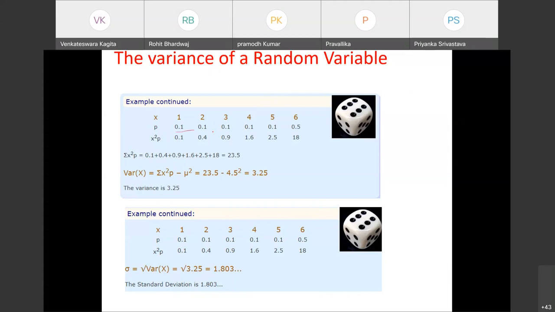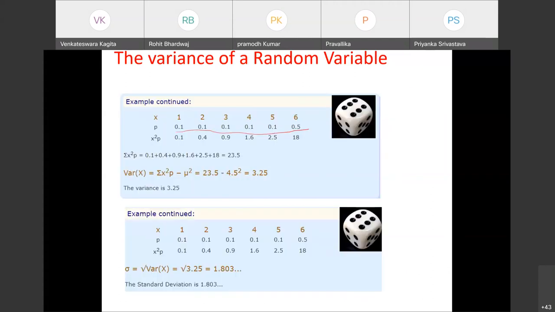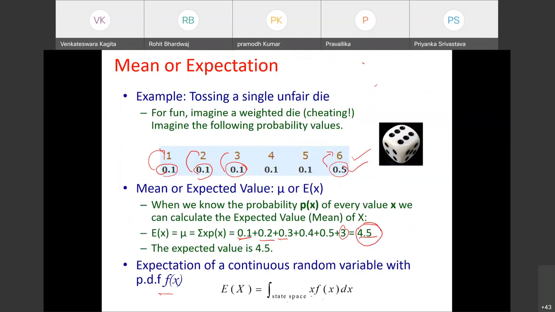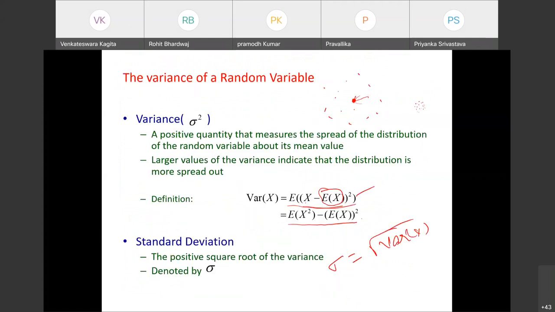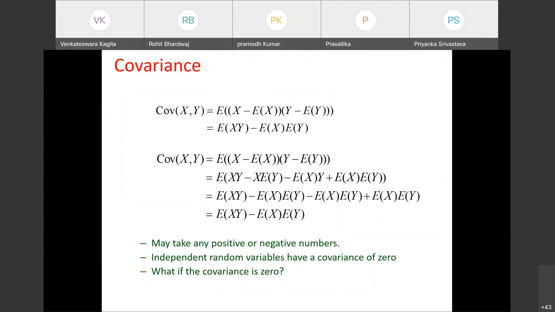To continue with the same example that we have taken, the dice example with the probability distribution like this, to compute the variance, what do you have to do? X square p and mu square. So we have to compute the average value. The average is 4.5, the expectation of x, which we have already computed here. Mu or expectation of x is 4.5. And the variance we need to compute. To do that, we have to compute x square p. So this is p, the probability distribution, and x square times p is this. 1 squared times 0.1 is 0.1, 2 squared times 0.1 is 0.4, and so on. Take the sum over that, you would get 23.5. So 23.5 minus 4.5 whole square, which gives 3.25, which is the variance. If you want to measure the standard deviation, this is the square root of variance, which is 1.803.